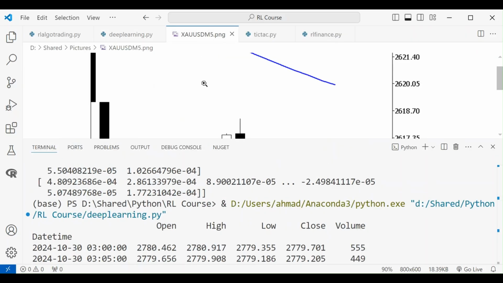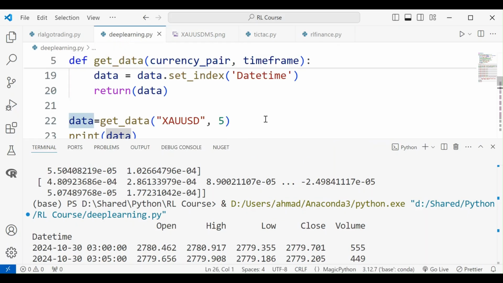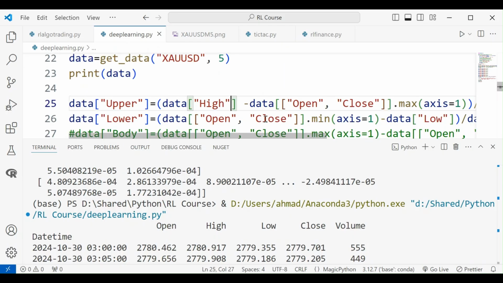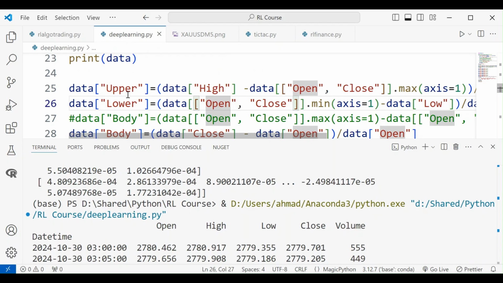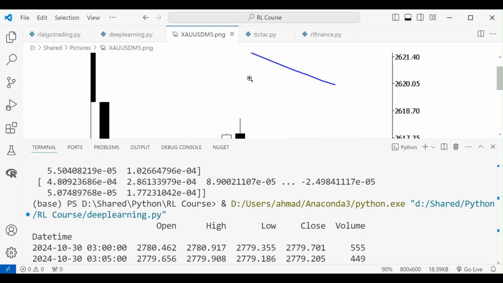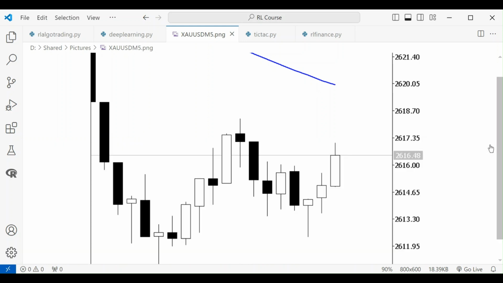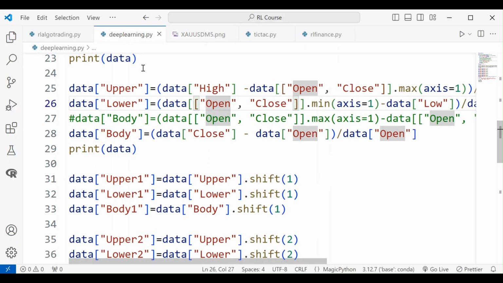Now we want to calculate the upper shadow. Let me show you what an upper shadow is. See, this is the upper shadow, this is the lower shadow, and this is the body. Okay, this is the body, and there are almost no shadows. This is the body, this is the upper shadow, this is the lower shadow. This is the body, there is no upper shadow, there is a lower shadow, right? So we are going to make these features.